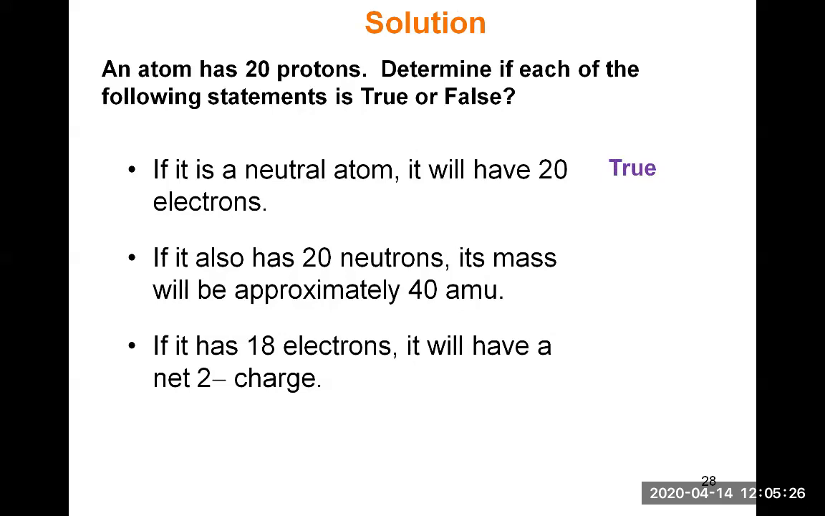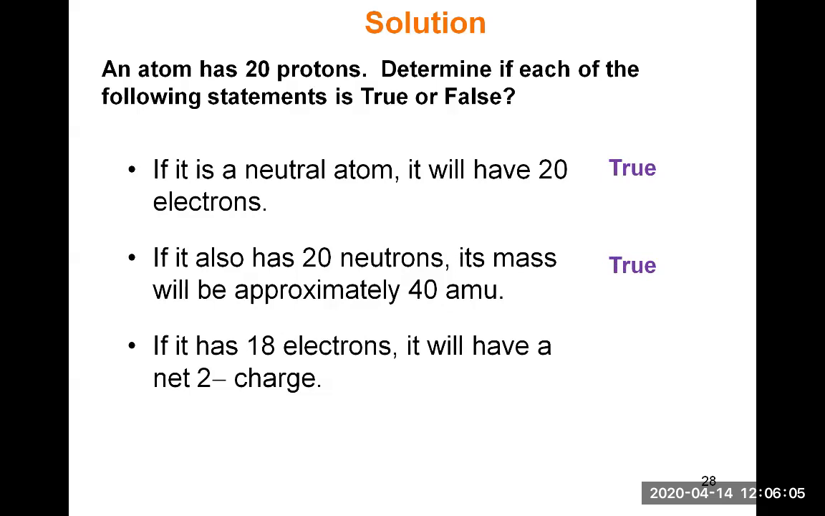If it has also 20 neutrons, its mass will be approximately 40 atomic mass unit. And here, yes, it's true, because the subatomic particles that contribute to the mass are the neutrons and the protons. 20 neutrons will make about 20 atomic mass unit, and 20 protons will also make about 20 atomic mass unit. When you add them together, it's 40 atomic mass unit. Electrons do not contribute to the mass.